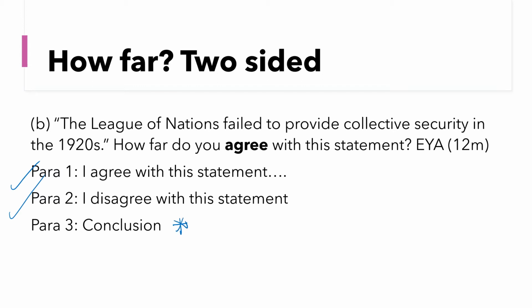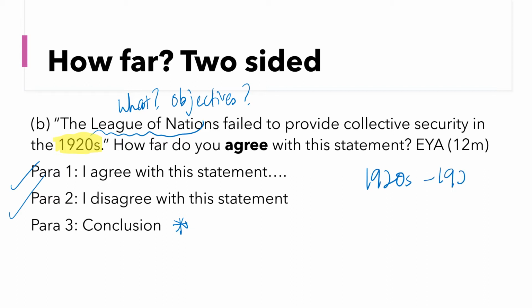Okay, now for this, there are two things that are very important. First, you need to remember what is the League of Nations. Okay, what were the objectives of the League of Nations? And at the same time, you need to be very careful about the year. Now, they gave you a year in the 1920s, so you need to actually remember that it is between 1920s all the way to maybe 1929.